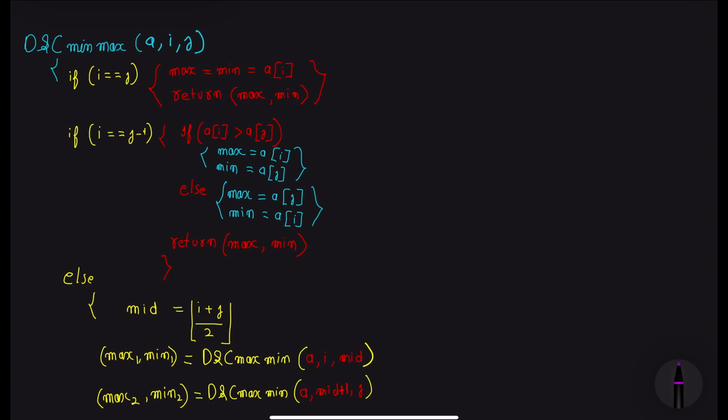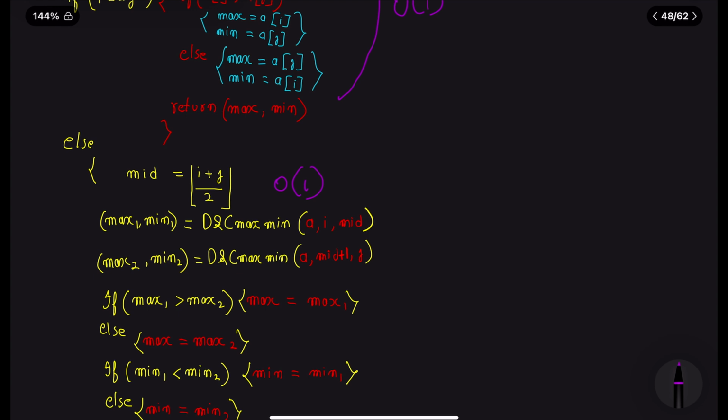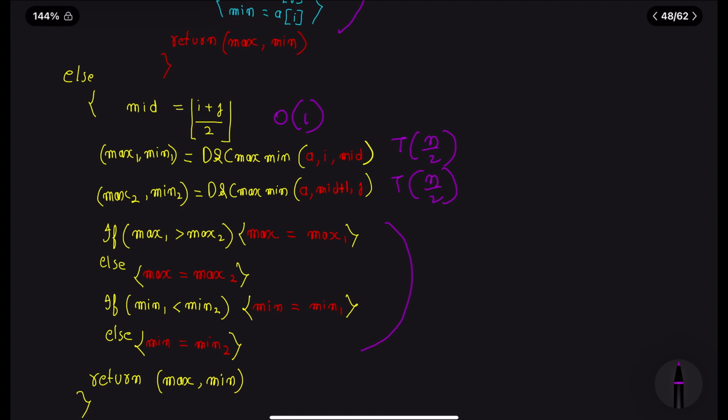Now let's look at the time complexity. The first two if statements are only comparison statements. They will execute when the problem is small, so they will only take big O of 1 time. In the else part, finding mid will take only big O of 1 time because it's just one division. And we are dividing the array into two parts every time, so these two functions will be called T of n by 2 times each. After the function calls, these statements will compare max 1 and max 2, min 1 and min 2. It will take big O of 1 time because they are just a few comparison statements.